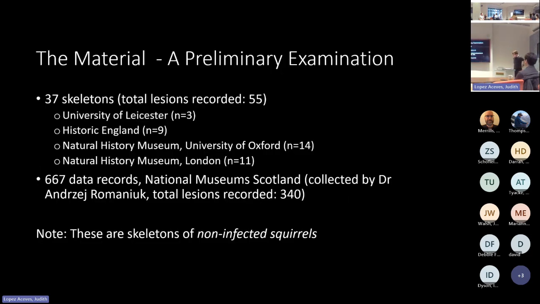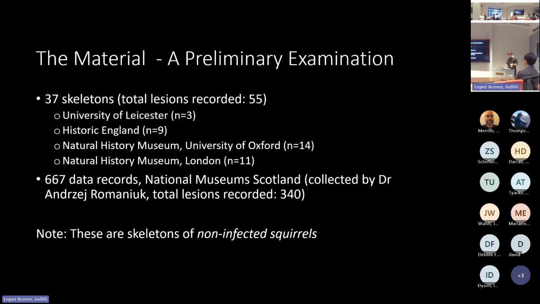So in order to develop this baseline of the common pathologies in a squirrel skeleton, I undertook macroscopic analysis of 37 skeletons held in reference collections by the following institutions and analyzed the cataloged records held by the National Museum of Scotland that were collected by Dr. Andre Romanian. I separated these into two data sets, one being the quote unquote other collections, which I personally undertook analysis on, and the other being the data records, so that we can see if there is a significant difference between a small and a large sample size.